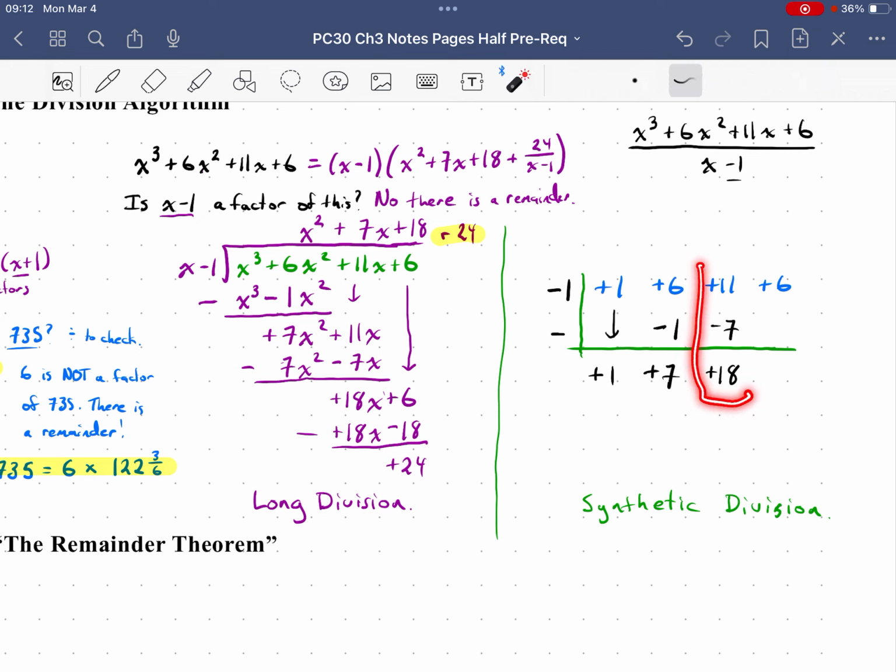Notice, this is right there. Then we take our minus 1, times it to our plus 18, and write the answer right there. We're going to get minus 18. Then we do minus 6, or plus 6 minus 18, and we're going to get plus 24. This is our remainder.